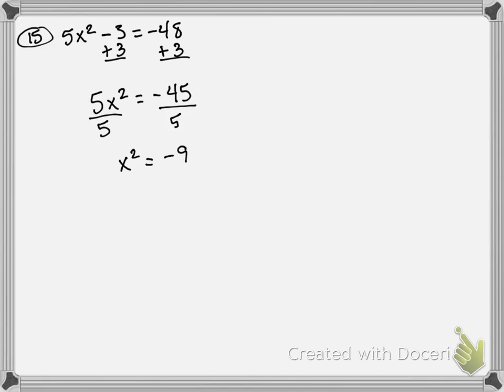All right, so this was going to be the same exact answer as the previous one. You take the square root. x equals positive or negative 3i because of the negative square root part. All right, 16 says complete the square.